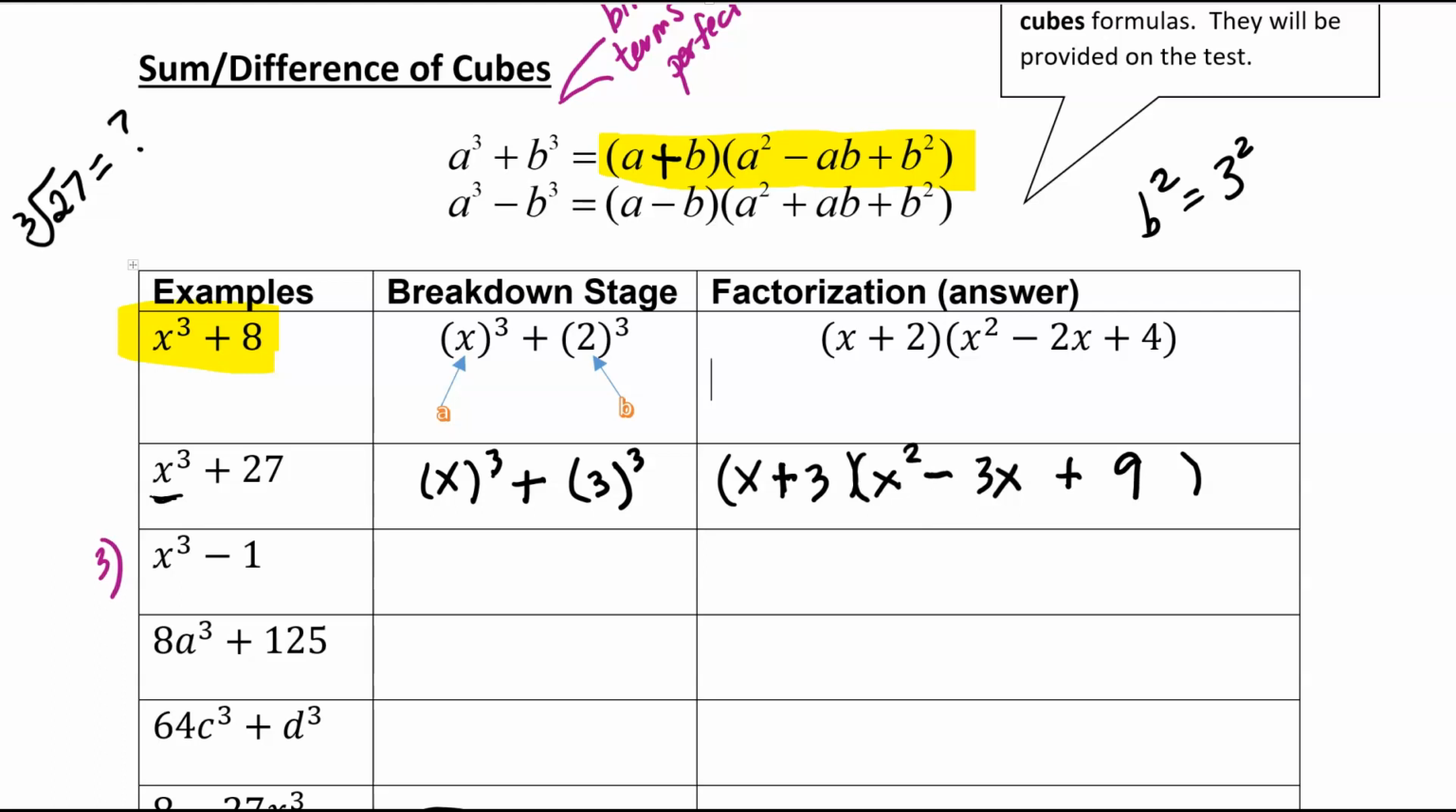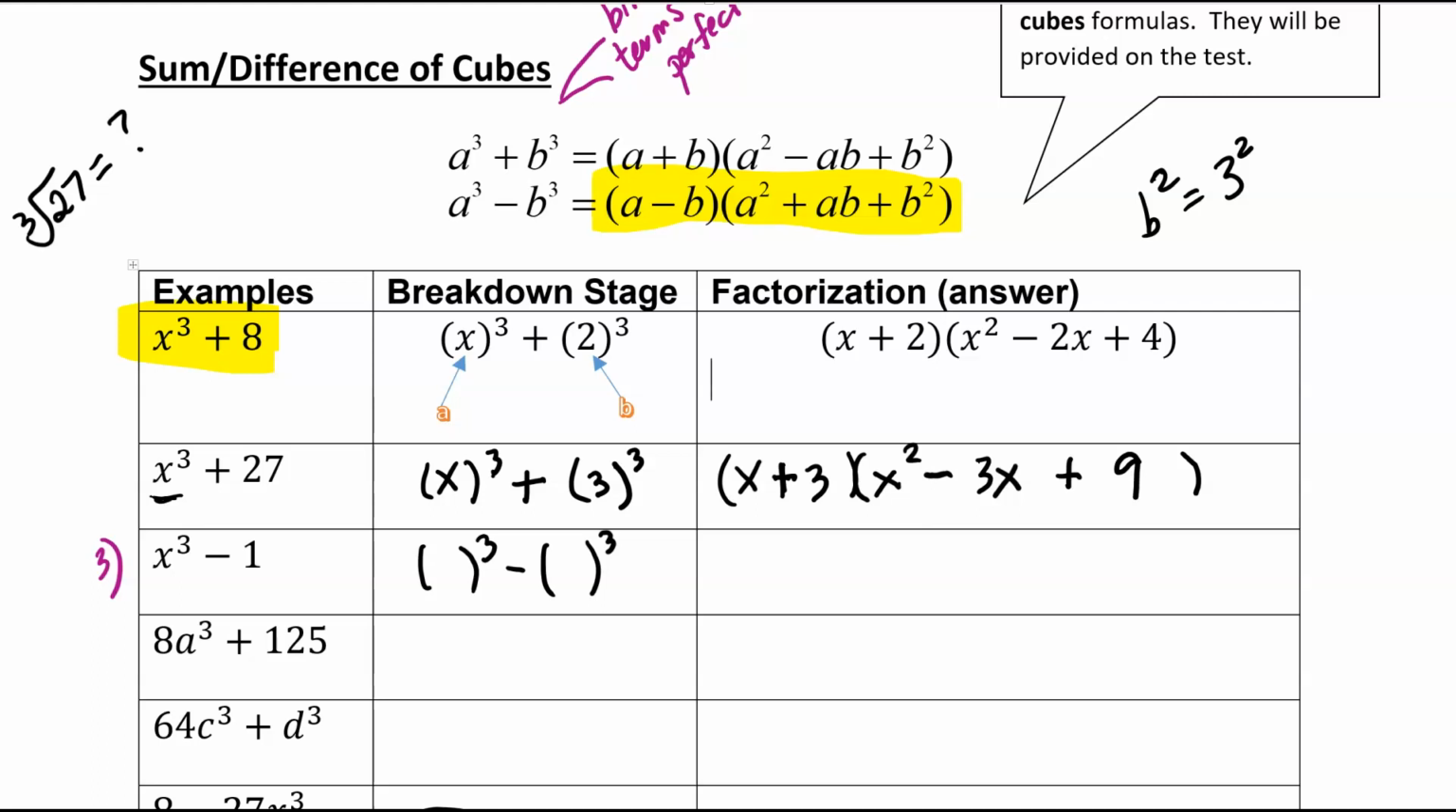X cubed minus 1 is a difference of cubes. Now, we're going to start off by putting parentheses cube minus parentheses cube. And again, this is our breakdown stage. It's just to help you identify what the A and the B are in the formula. And so this time we're going to use the second formula, which is A minus B times A squared plus AB plus B squared, using the same signs as the formula. We're just swapping out A and B.